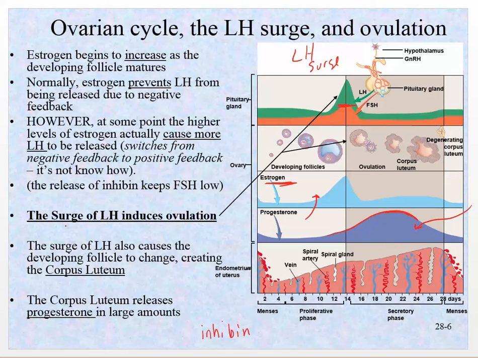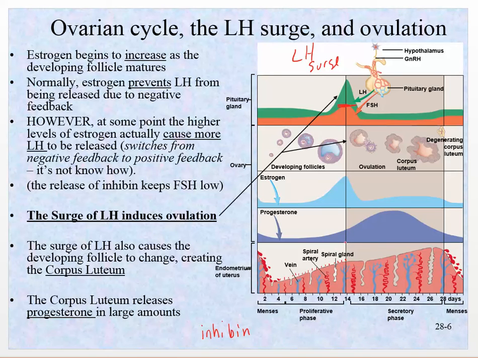So the surge of LH induces ovulation. The surge of LH also causes a developing follicle to change, creating the corpus luteum, which is what we see here. We haven't talked about the uterine cycle, but this is a nice graph to introduce what's going on there. While the estrogen is being produced, the endometrial lining of the uterus is getting larger and larger, more and more and more.